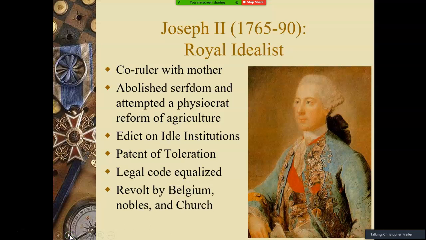However, his policies were so fast and so quick, and really didn't consult with a lot of groups, that he alienated a large group of people, especially the Austrian Netherlands, which is now Belgium, rebelled against him. The nobles, of course, didn't like his policies related to agriculture and serfdom, and of course the church didn't like his policies related to toleration of religious minorities and the edict on idle institutions. So, unfortunately for Joseph, he died young at the age of 49, and almost all of his reforms were reversed upon his death. And actually, his gravestone even said, "Here lies Joseph, who attempted much, but failed in most."